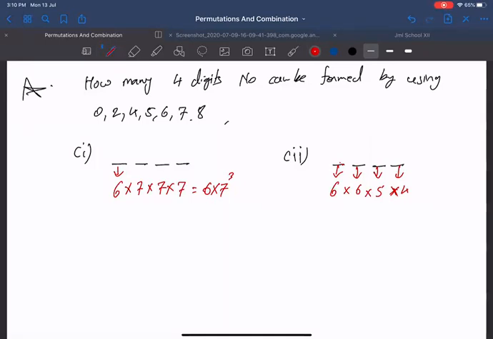Sir, in the first one, why do you start with 6? I didn't understand that part. Listen to me. There are 7 numbers. Can you put 0 here and write a number like 0, 2, 5, 6? Then it's not a 4-digit number, right?